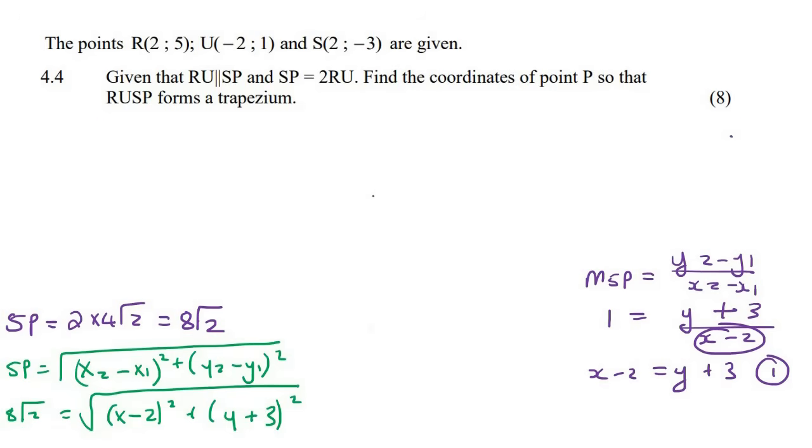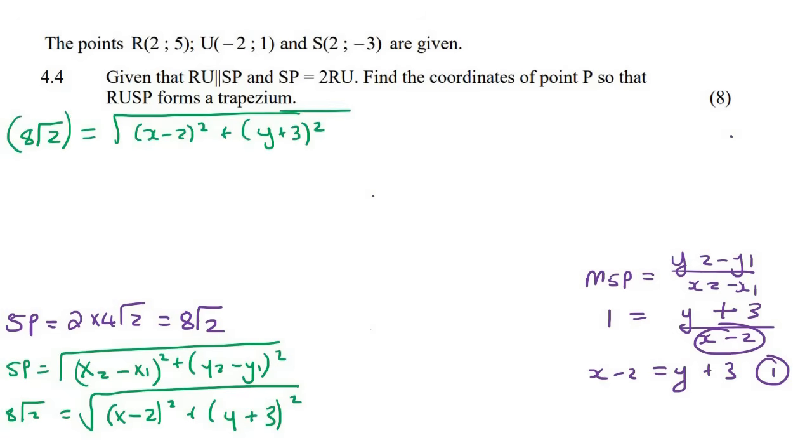Okay, so if we take this equation and let's just rewrite it for ourselves over here. Now, what you want to do to get rid of the square roots, you have to square both sides. So you square and then you square. What that does is this square gets rid of the square root. So on the right hand side, we're just going to have x minus 2 squared and y plus 3 squared.